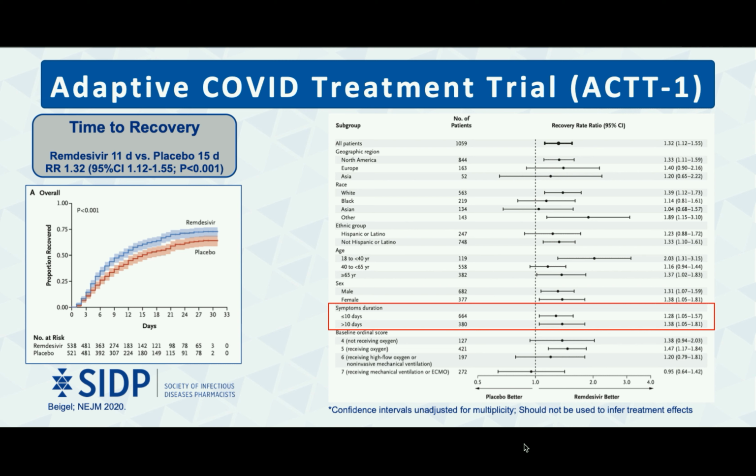Now, although the median duration of symptoms was 9 days, from the interquartile range we can infer that 25% of patients in the remdesivir arm presented with 12 days or greater of symptoms prior to initiation of therapy. It is important to note that the confidence intervals for these analyses were not adjusted for multiplicity, and as such cannot be used to infer treatment effects definitively.